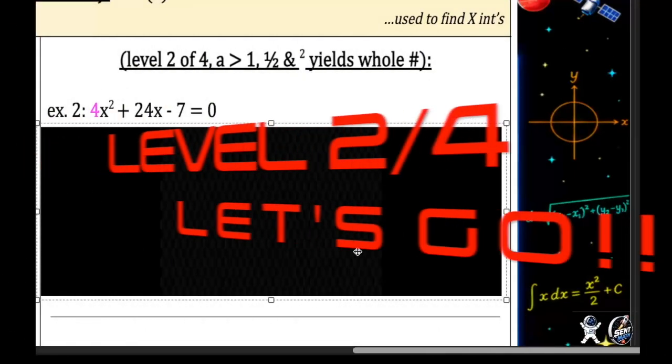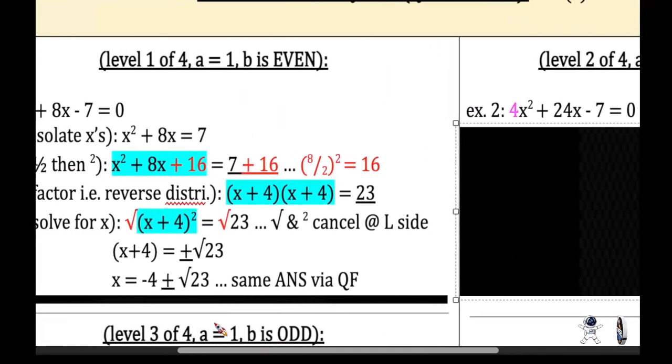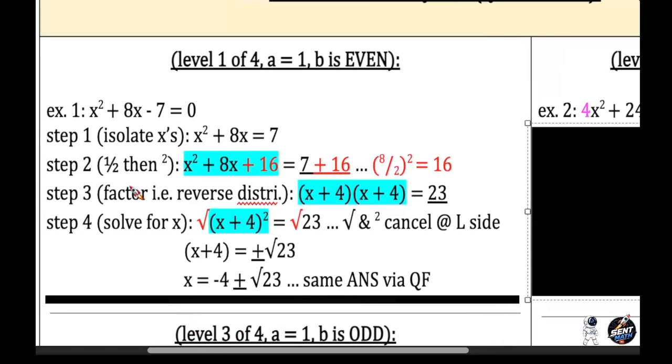So this is a level 2 out of 4 completing the square problem where you see a coefficient in front of the x squared. So a, which is this pink, okay, is greater than 1. Previously, okay, over here, a was equal to 1, okay, and now a is going to be greater than 1, in this case 4.